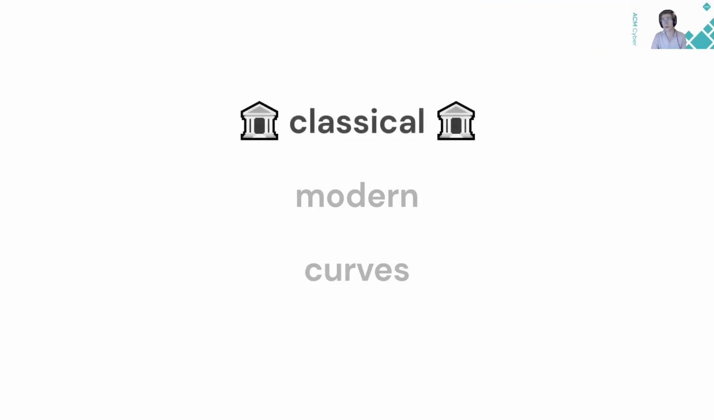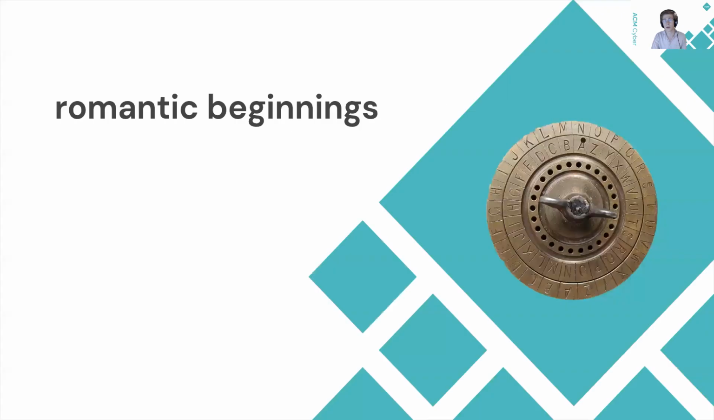So starting off with the classical breakdown, we have some romantic beginnings, of course. While not the world's first, certainly the world's most famous, the cipher personally used by Julius Caesar to communicate with his troops is an oft-cited example of a substitution cipher, where all the letters in your message have a direct one-to-one translation into a different letter.